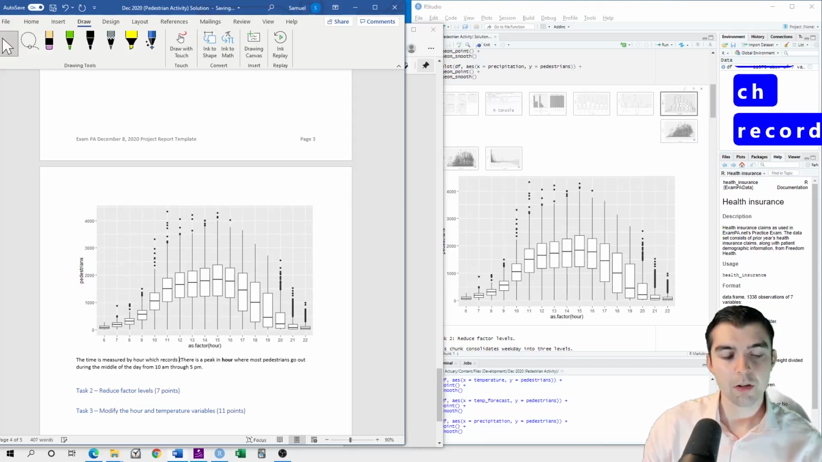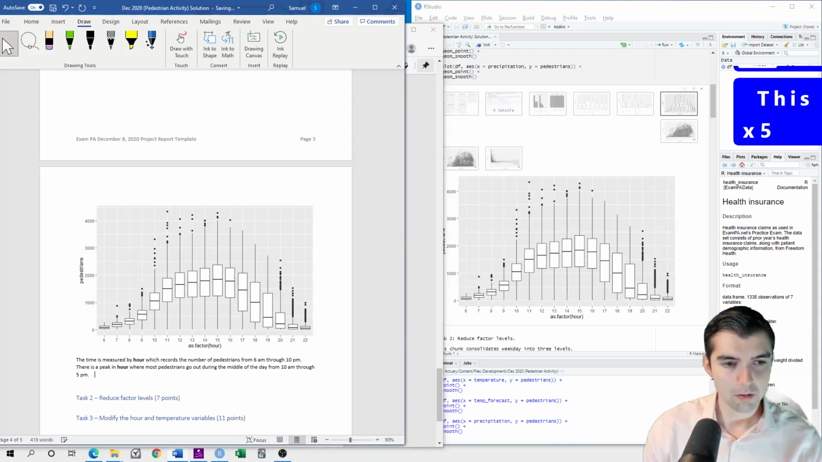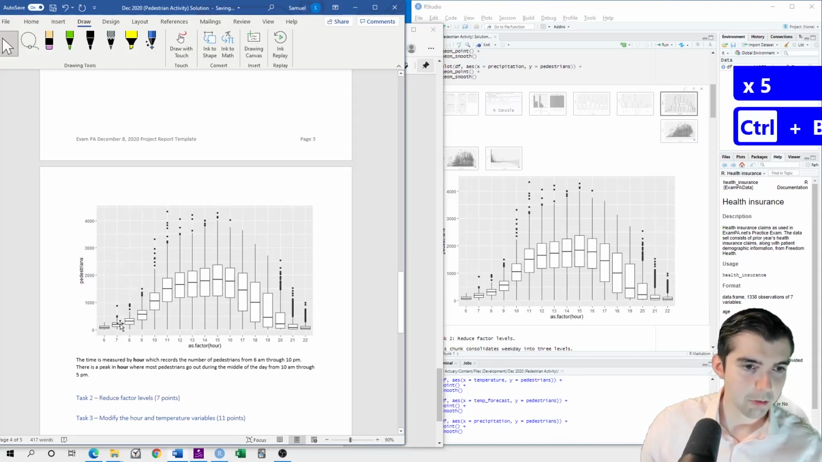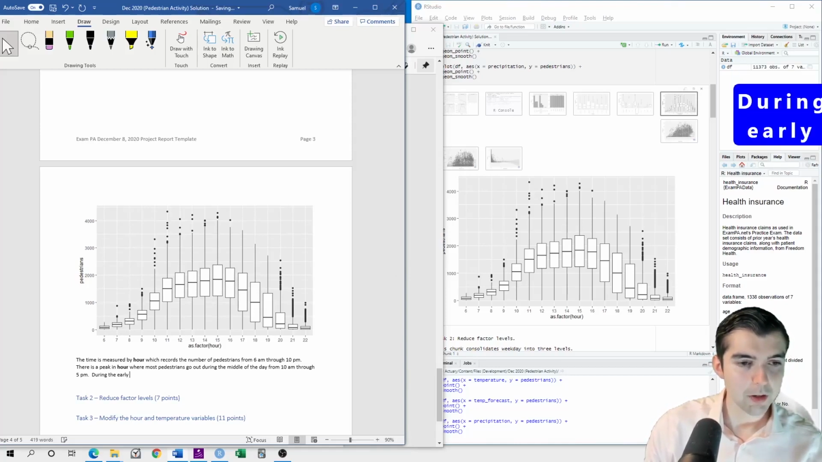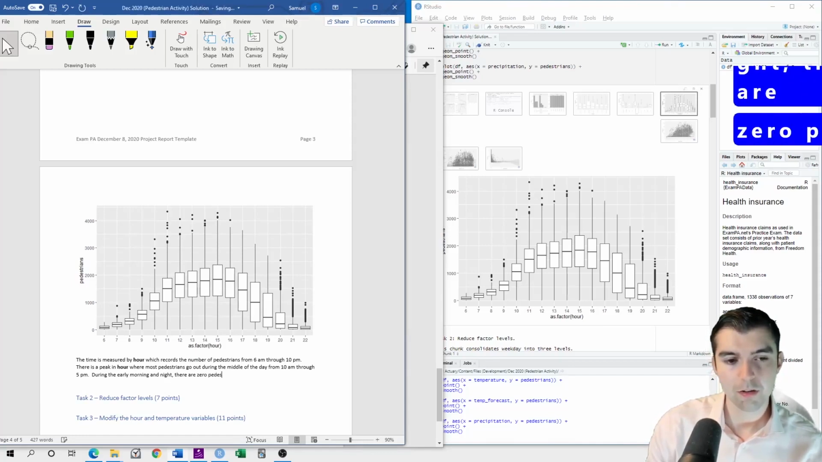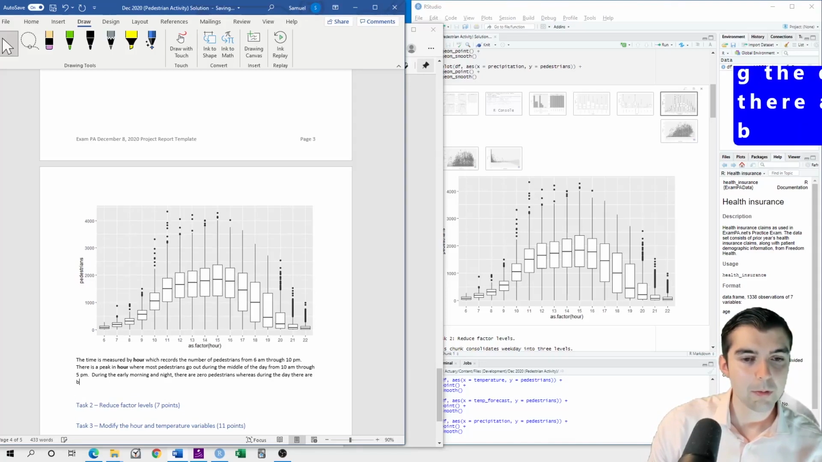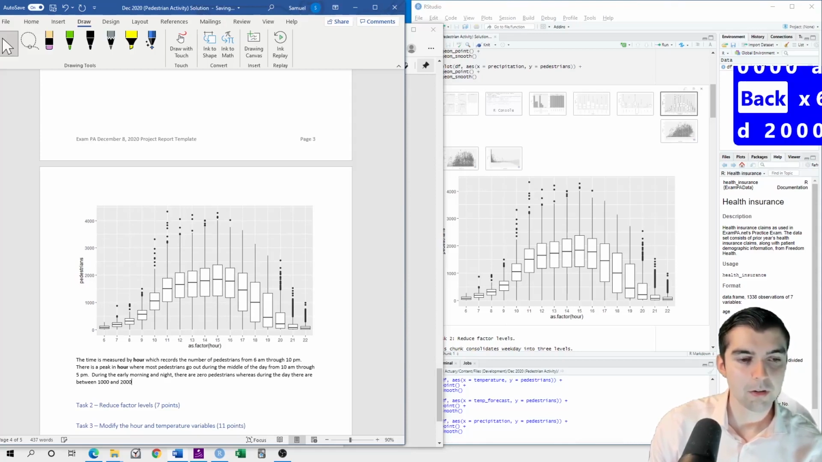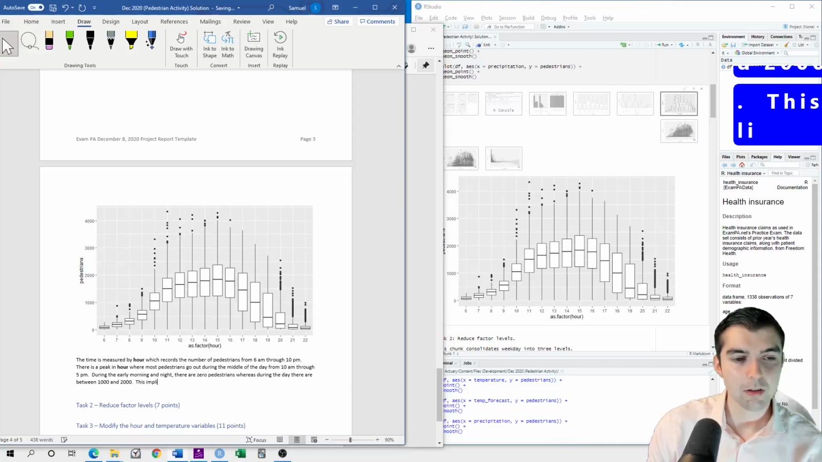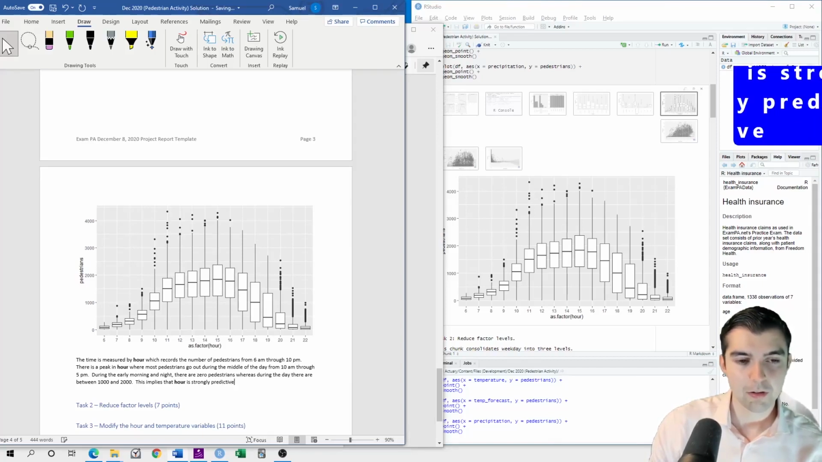which records the number of pedestrians from 6 a.m. through 10 p.m. So if you look at the minimum and the maximum values, during the early morning and night, there are 0 pedestrians, whereas during the day, there are between 1,000 and 2,000. This implies that hour is strongly predictive of pedestrians.